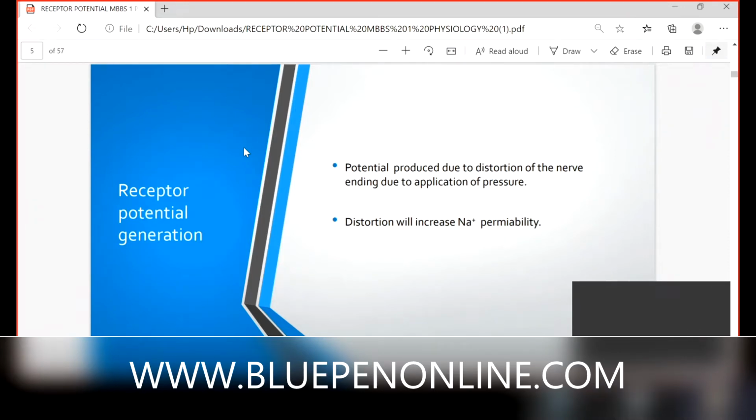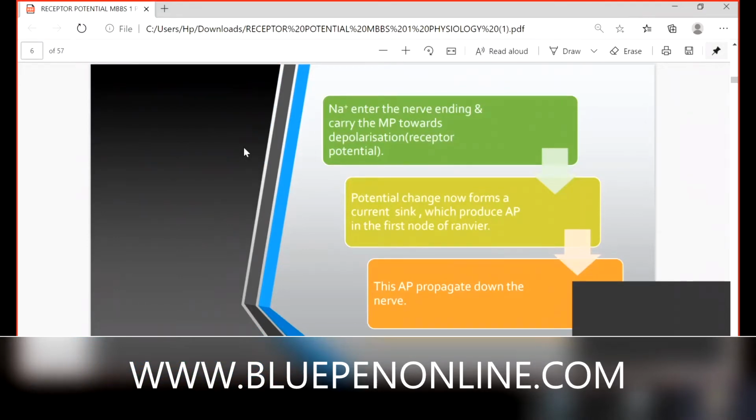So when there occurs a change in this nerve ending due to application of pressure, here it is a pressure receptor, there occurs a distortion, and this distortion is the one that is causing the increased sodium permeability. Now this sodium enters the nerve ending and carries the membrane potential towards depolarization.